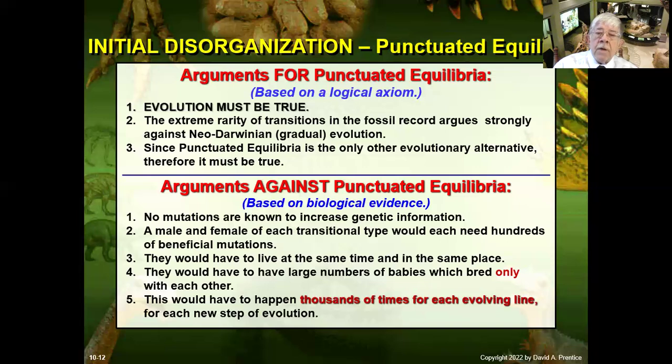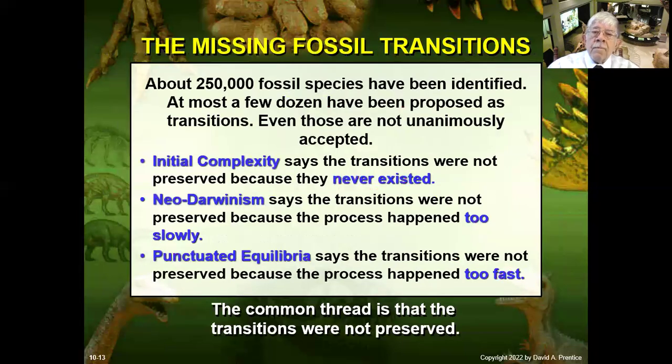Yes, but what about all of the other hundreds of thousands of fossil and living species? This has to happen hundreds of thousands of times for each evolving line, not just reptiles and birds. For every new step of evolution, this is going to happen thousands of times. So far, we've identified about 250,000 fossil species. At most, a few dozen have been proposed as transitions. Even those are not unanimously accepted, even among evolutionists.